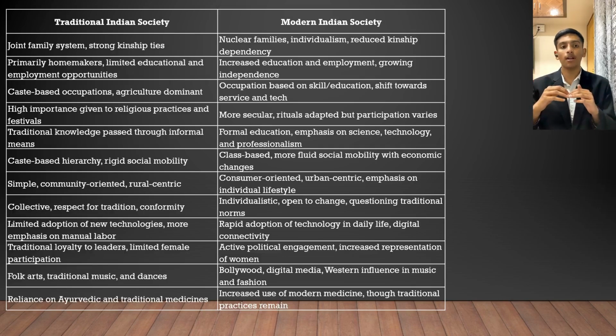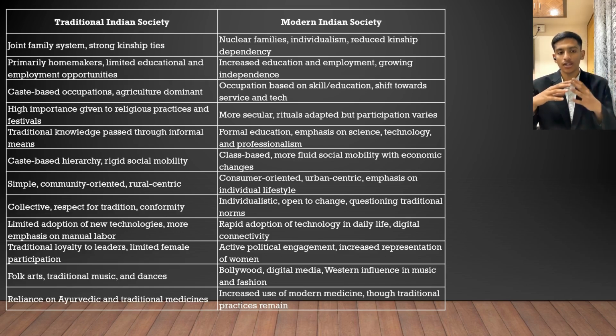Next is a differentiating table between traditional Indian society and modern Indian society. In traditional Indian society there were strong kinship ties and a joint family system, whereas in the modern era we are seeing more nuclear families and fewer joint families. Next, traditionally people were primarily homemakers, with limited educational qualifications and employment opportunities. In traditional Indian societies there were fewer opportunities for education, which led to employment opportunities also being limited. But in modern society there is a proper improvement and increase in education, which is also increasing employment and overall independence. Next, previously there was caste based occupation and agriculture dominance, but now we are expanding in the field of employment and many occupations are there.